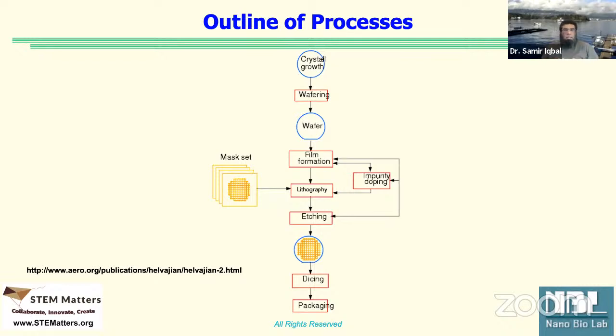Mask is something that CAD people would do. That's where they would know what kind of material we are using. They know a lot about the limitations of the current fabrication technology. So keeping that in mind, they would design the masks. The mask set would basically be a bunch of masks. Different masks will come at different stages of fabrication.